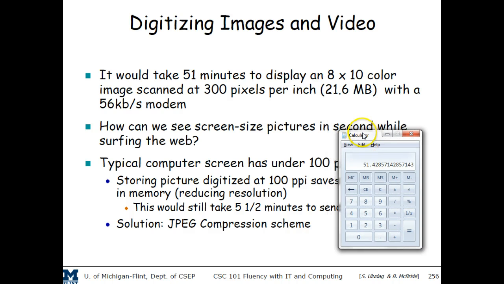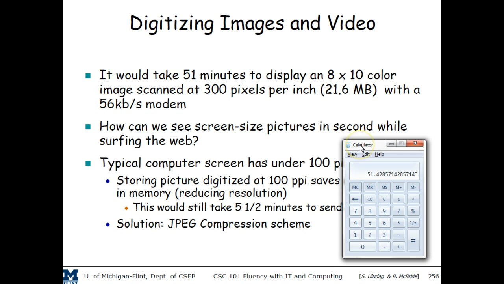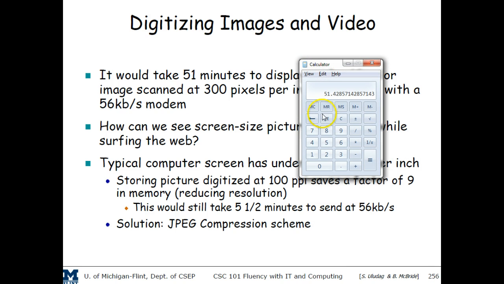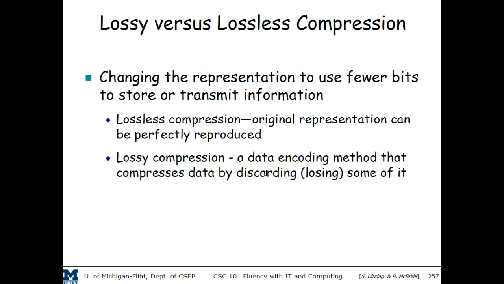In fact, the question is, how can we see screen size pictures then in just seconds while surfing the web if it takes 51 minutes to download? Well, the answer is that we use JPEG compression in order to compress the size of the images down to much smaller sizes so that we can download them quickly over the internet. So let's take a look at that.